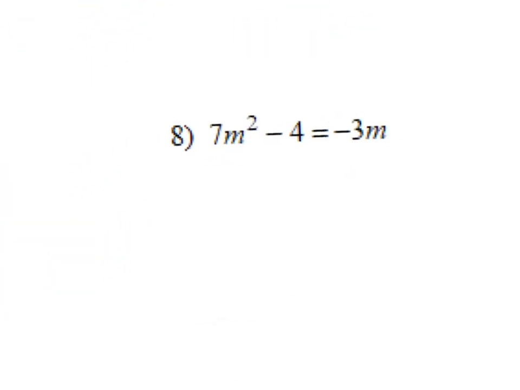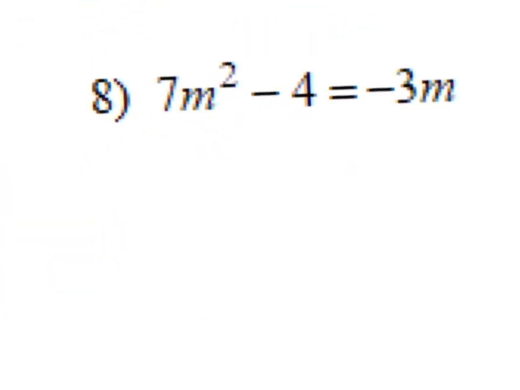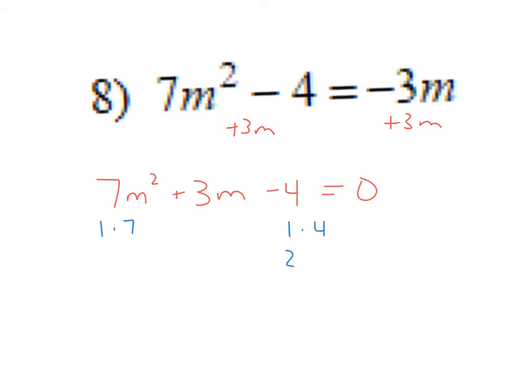Okay. On number 8, I'm going to go ahead and add the 3m over to the other side here. So I get 7m squared plus 3m minus 4 equals 0. Okay, and I'm going to start my list. So I've got 1 times 7, 1 times 4, and 2 times 2.